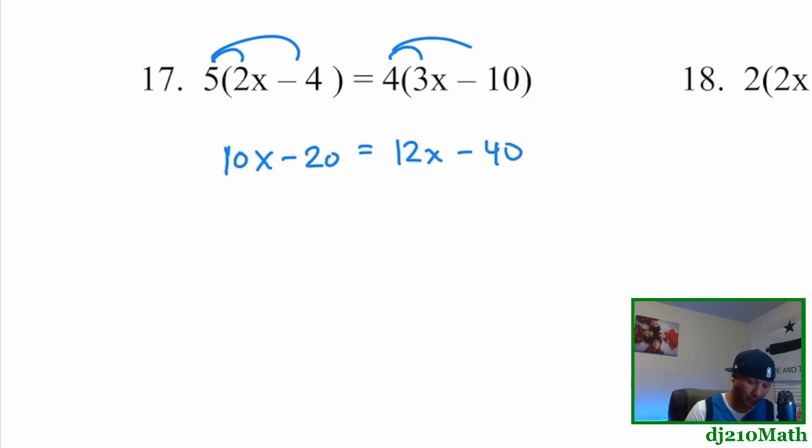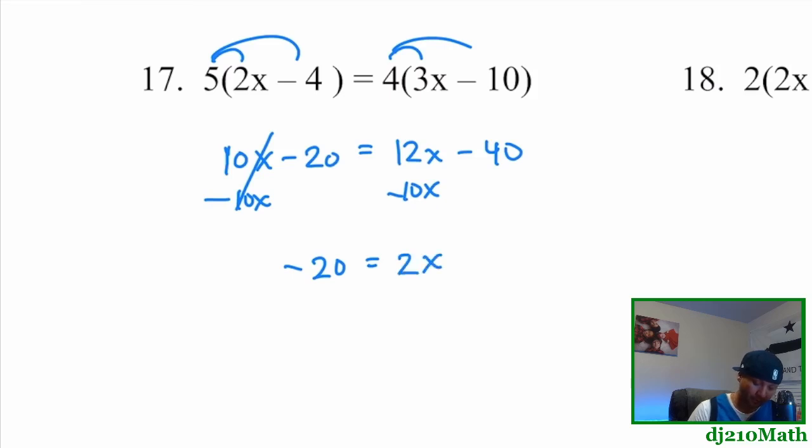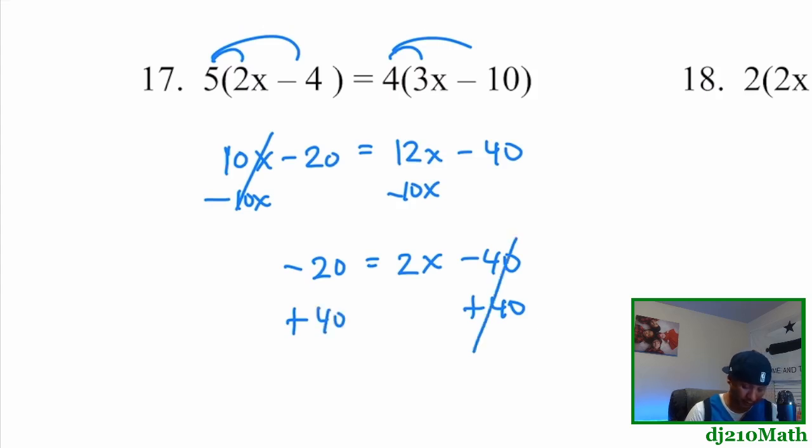Moving all the x's one way, so I'm going to move the smaller one. So minus 10x, minus 10x cancels. So negative 20 is equal to 12 minus 10, which is 2x, minus 40. I'm going to add 40 to both sides because I want the x term to be by itself. Cancels on the right. 2x is equal to, so negative 20 plus 40, it's going to be positive 20.